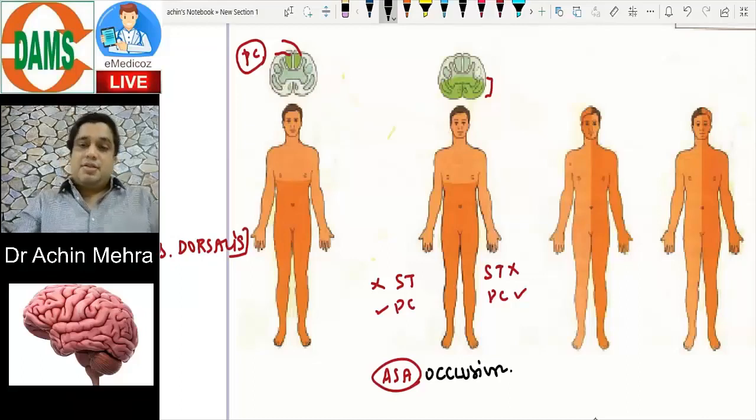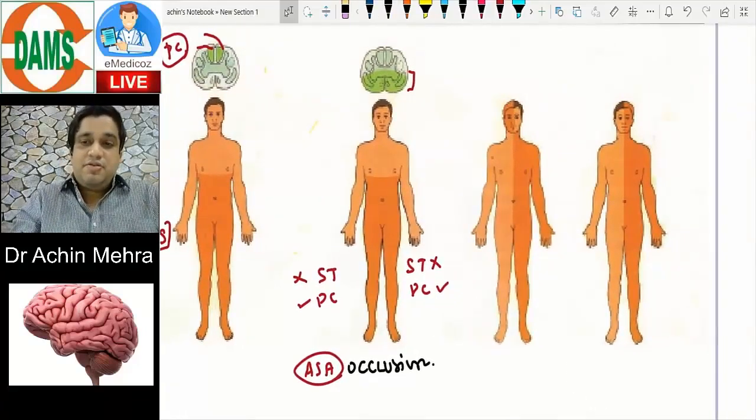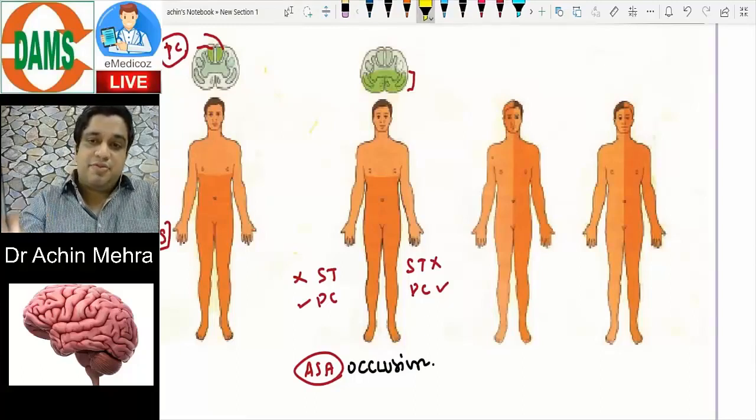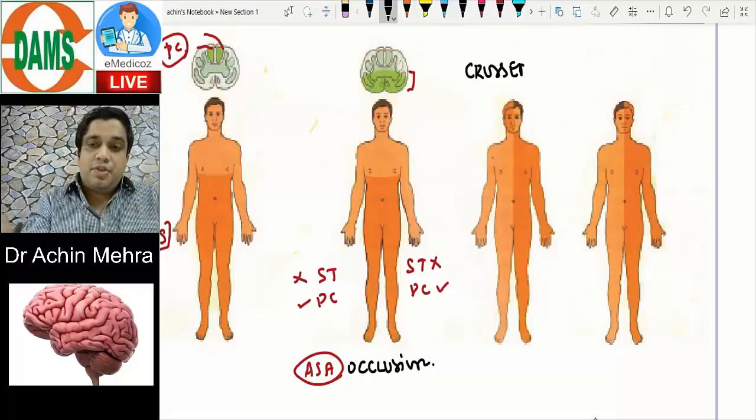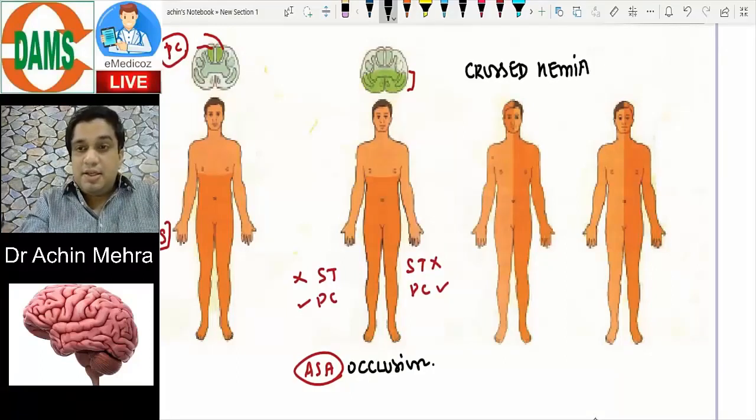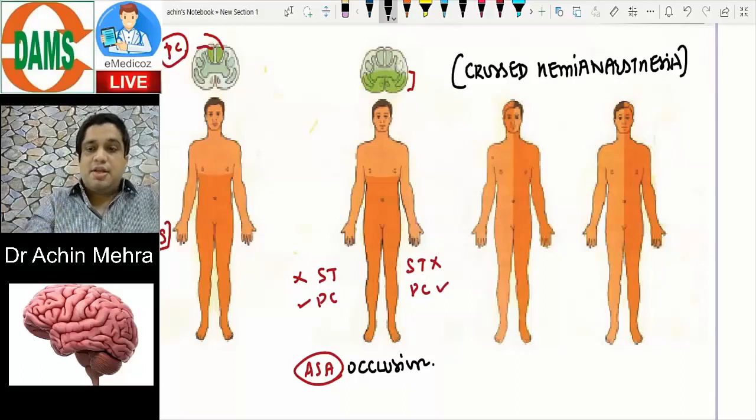Now looking at this, there is a sensory loss which has occurred in the patient in a crossed way. That means on this side of the face we find a sensory loss, and on this side of the body we find a sensory loss. Don't forget, we have discussed this in the class. A crossed hemianesthesia. That is sensory loss of the face on one side, with a sensory loss on the body on the opposite side.